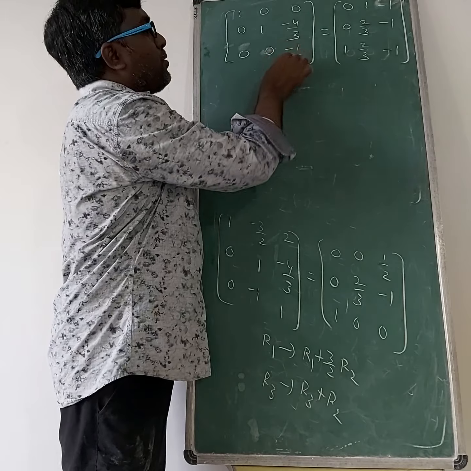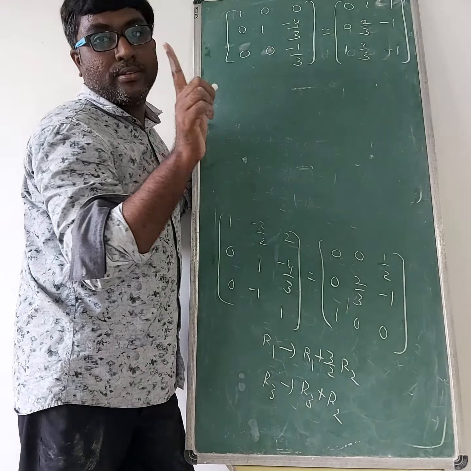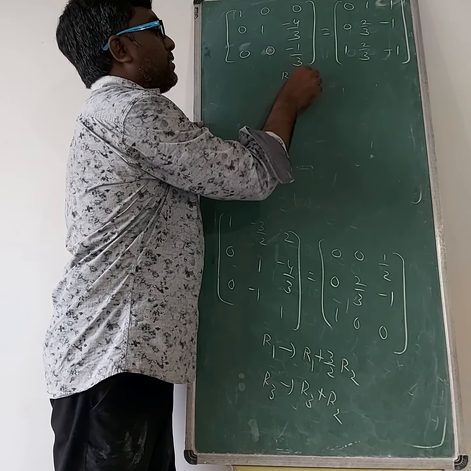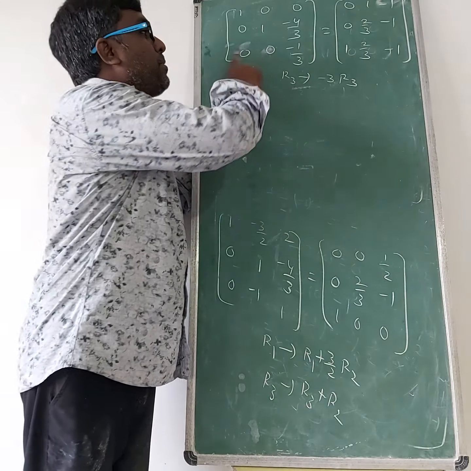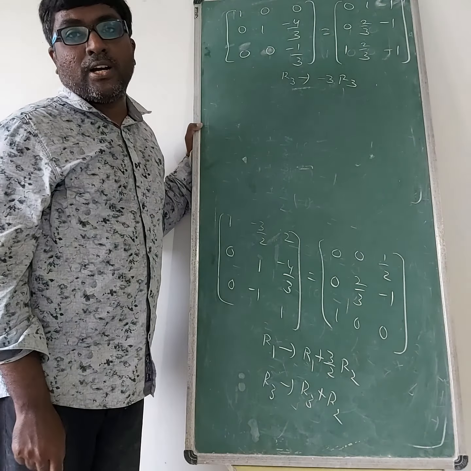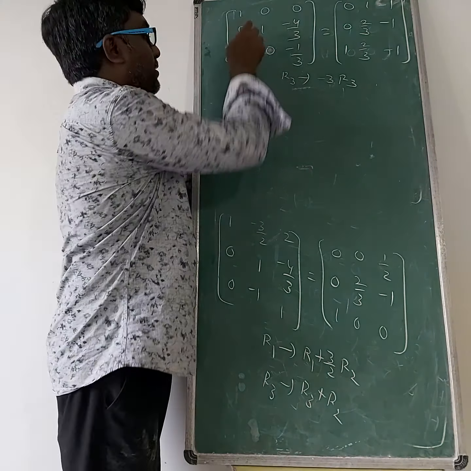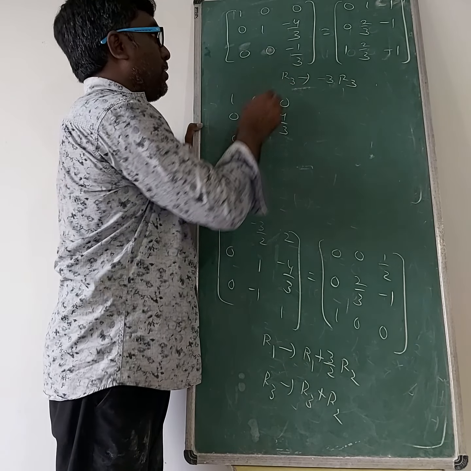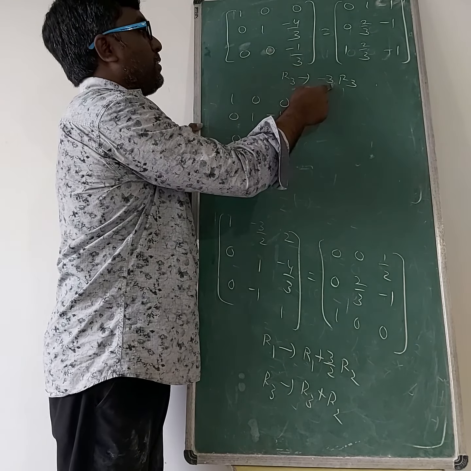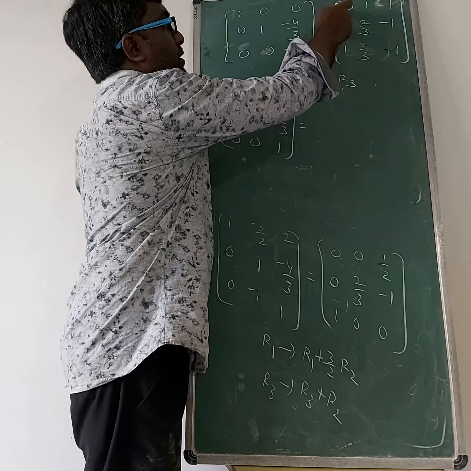So this is minus 1. Now we have to make this element 1. So I will change R3. Here minus 1 by 3 is there. I will multiply with minus 3. I will multiply the entire row of R3 with minus 3. Then 1, 0, 0, 0, 1 minus 4 by 3, 0 into minus 3, 0. Here minus 1 by 3 into minus 3 is 1.